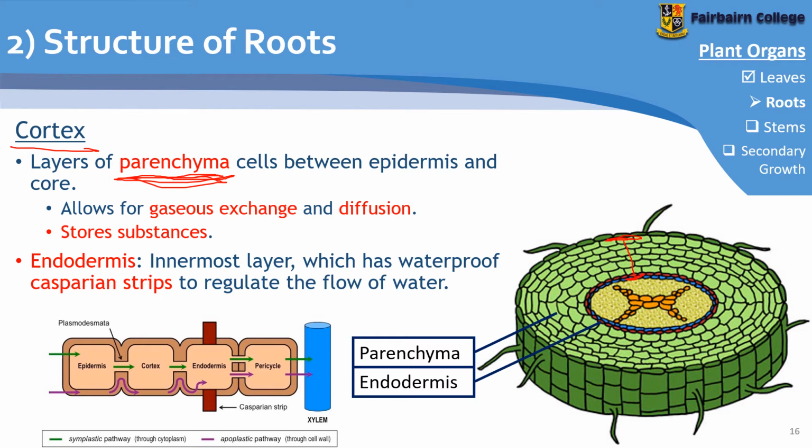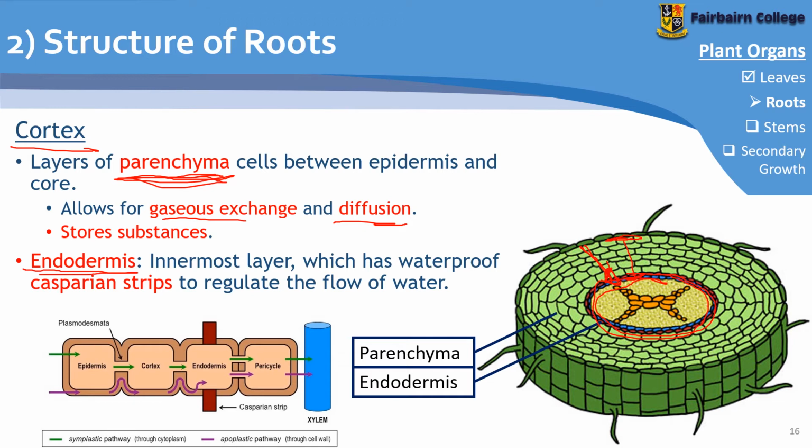So the main function of the parenchyma tissue is just to transport substances between the epidermis, okay, and the vascular cylinder. So the water gets absorbed here by the epidermis and then needs to get transported to the vascular cylinder so that it can be transported to the other parts of the plant. So the main function here is just to allow the gas exchange and diffusion of substances between the epidermis and the vascular cylinder. Then the internal layer, or the innermost layer of the cortex, okay, the layer that just goes around the vascular cylinder, that is called the endodermis.